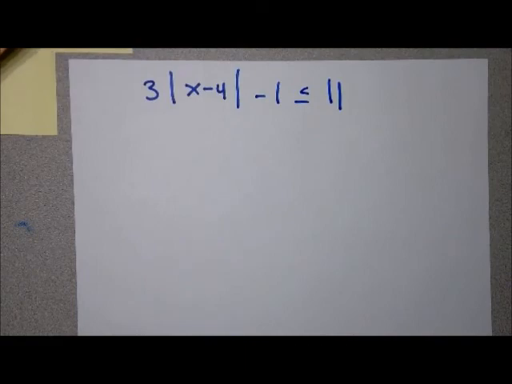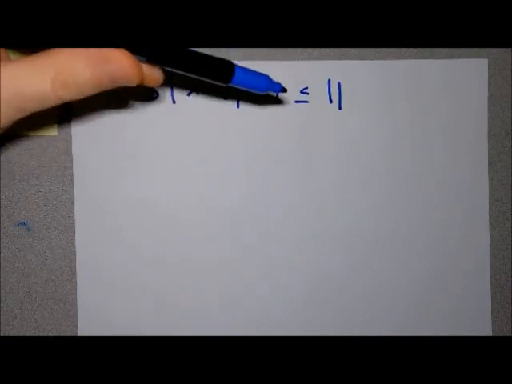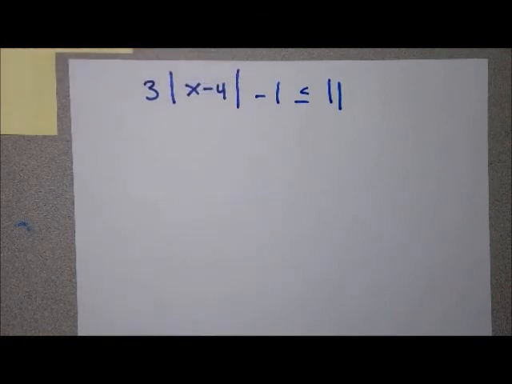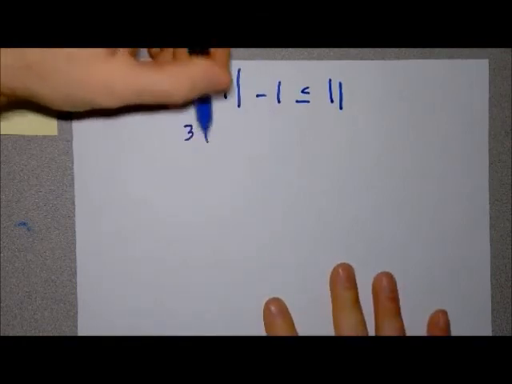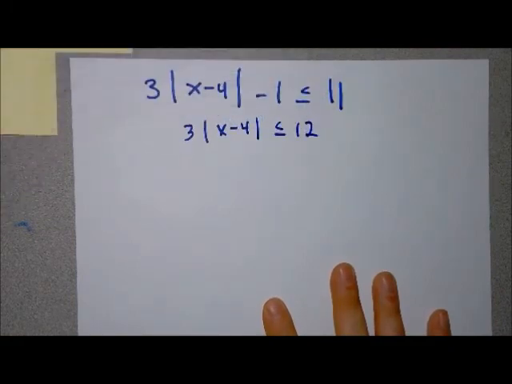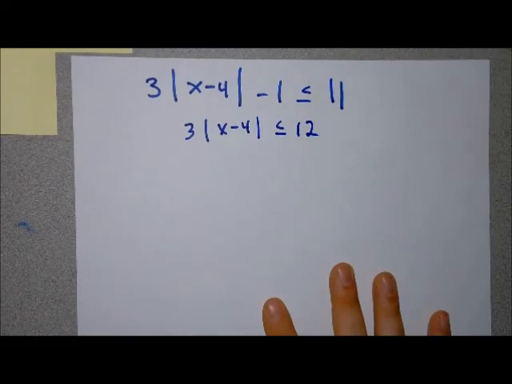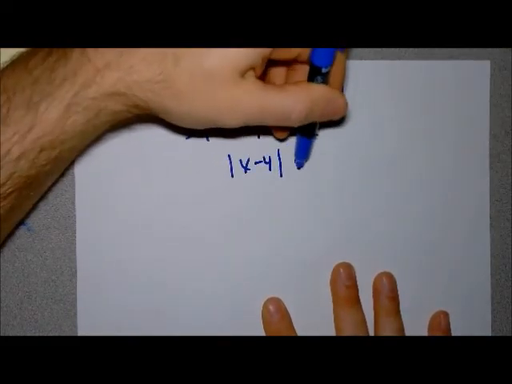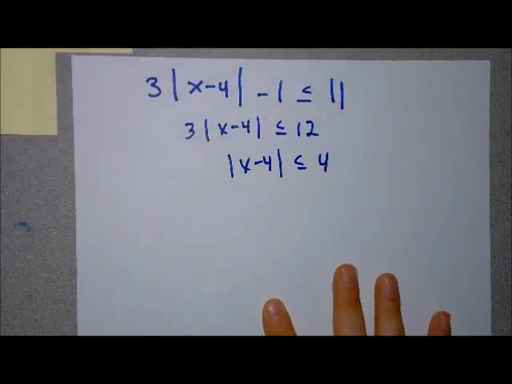Your first step is to add 1 to both sides, and when you do that, you would get 12. I should divide both sides by 3, and that takes you down to 4. So this would be 3 times x minus 4 is less than or equal to 12. We should divide both sides by 3, so this is x minus 4 is less than or equal to 4.